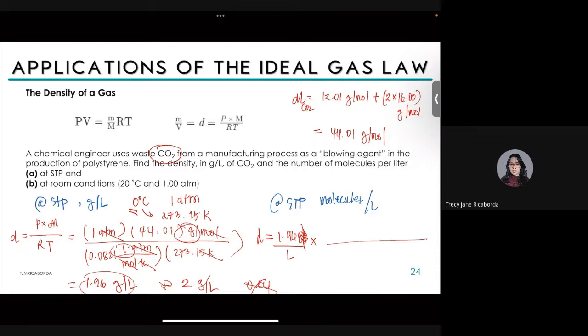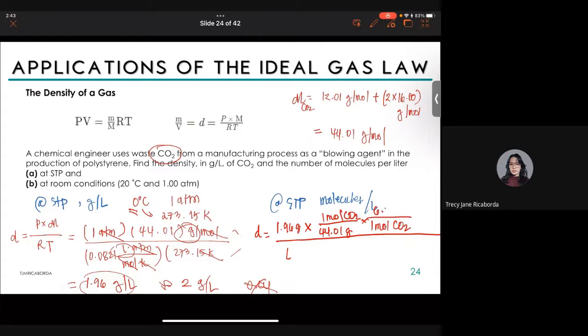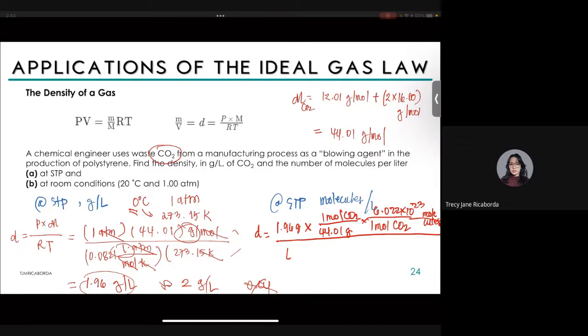So 1.96, let me write that a little better. So density is equal to 1.96 grams per liter. Yung grams lang naman kailangan natin i-change into molecules, di ba? So that's 44.01 grams molar mass per 1 mole of CO2. And then 1 mole of CO2 is equal to 6.022 times 10 to the 23 molecules. Remember your Avogadro's number? If you remember that, then very good.